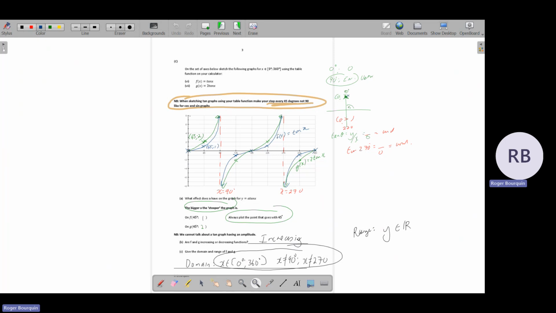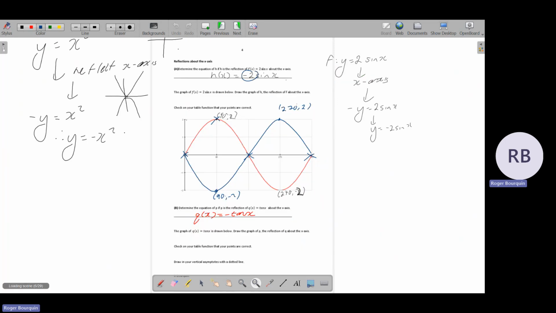The difference is when you enter the calculator, your step for sine and cos is every 90 degrees, but for tan it's every 45 degrees. You have to mark this 45 degrees one. A tan graph is either increasing or decreasing. This one is strictly increasing all the time. When you do the domain, don't forget to exclude the asymptotes.